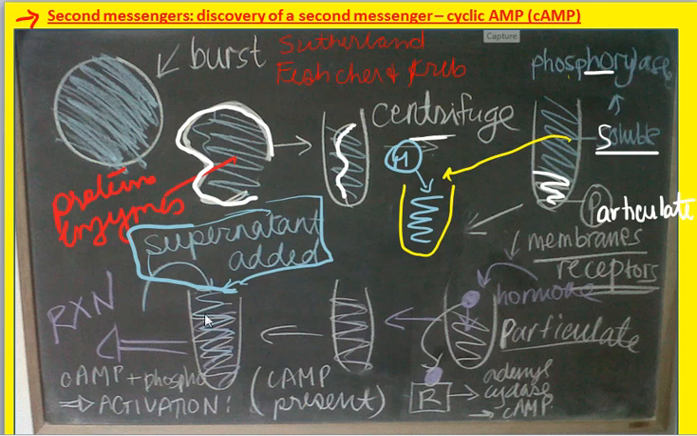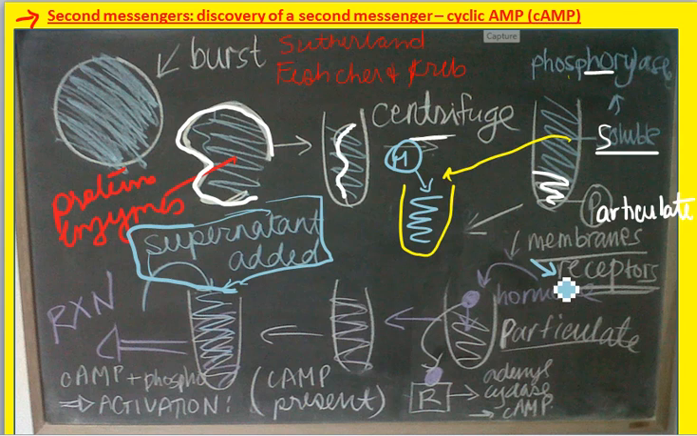Hi everyone. So let's look at the molecular biology behind this experiment now. At this stage, when the hormone was being added to the particulate fraction, remember that the particulate fraction is a fraction that has the membranes in it. And membranes have what? They have receptors. Right here, I have that mentioned. So membranes have receptors, and receptors are the key players in this experiment, right?